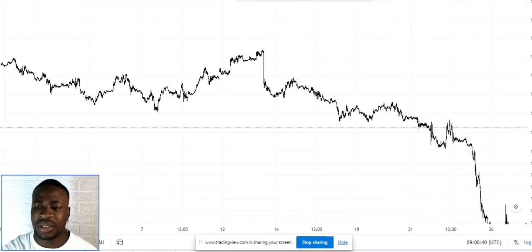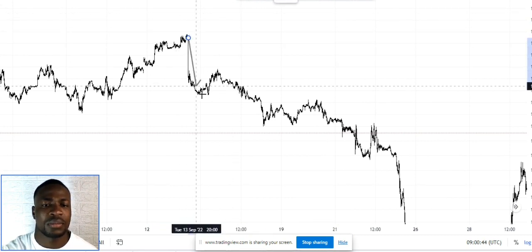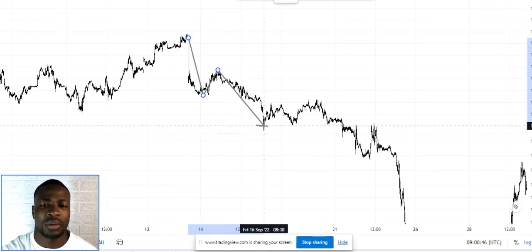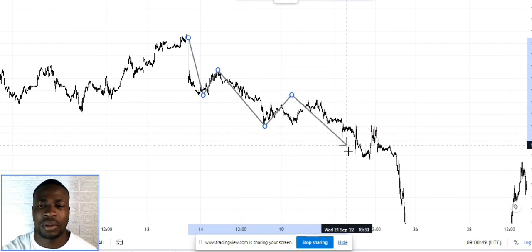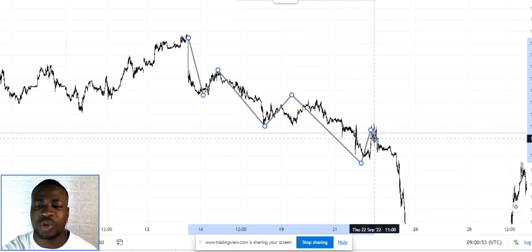This is the 15-minute chart. You can see this, guys. What do you see? You see lower lows, lower high, lower low, lower high. Now, in between this, there's a small little movement. This is where us retail traders can get caught up.